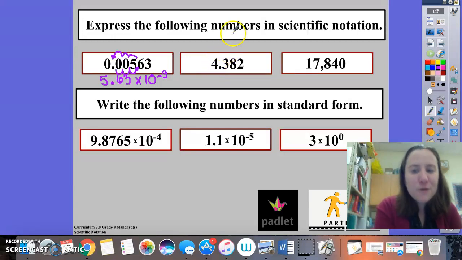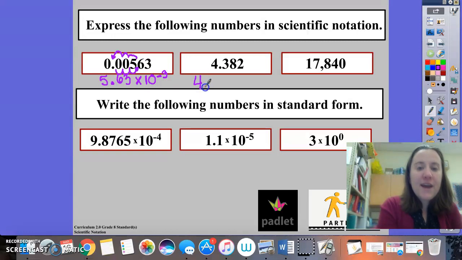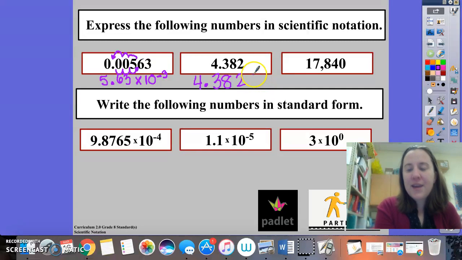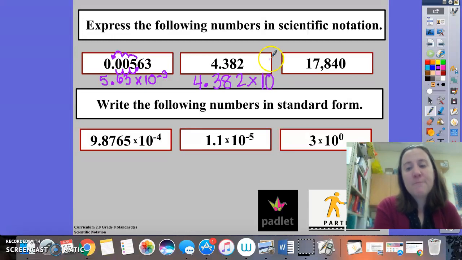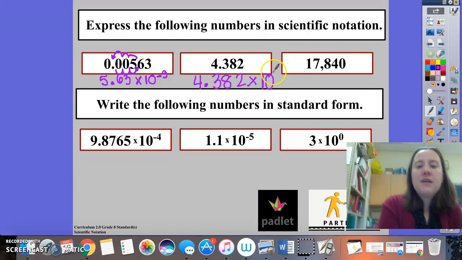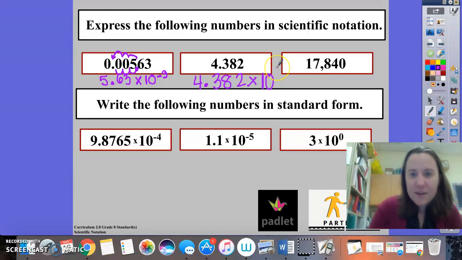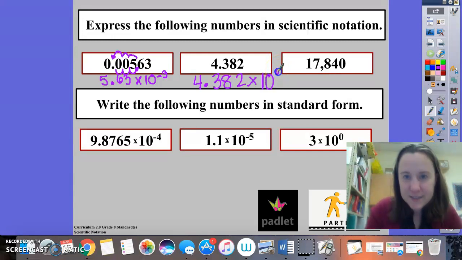This middle one, I hope you recognized as a trick question. We have a number already that is between 1 and less than 10, so I don't have to move the decimal place at all. So what number goes here as an exponent? The tricky part is a lot of people are inclined to say 1, but 1 would mean I moved the decimal 1 place. 0 would mean I didn't have to move the decimal at all, so this should be 0.